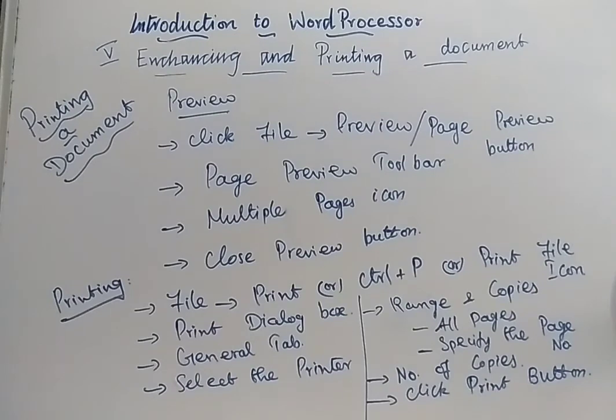And after selecting each and everything, what do you have to do? You have to click the Print button. So automatically, based upon the selection, the needed document or needed page will be printed for you. So these are the procedures that you have to follow to preview the document and to print the document. So, clear with the procedure that we have discussed by now?